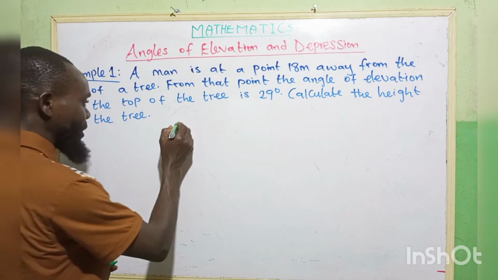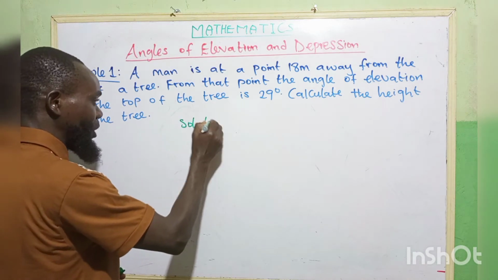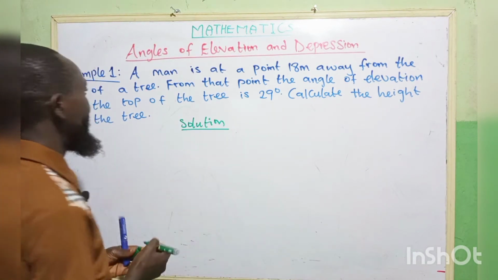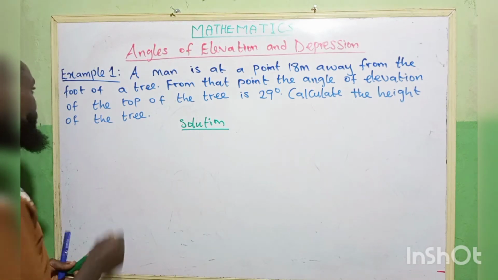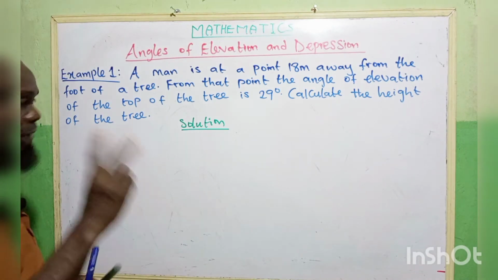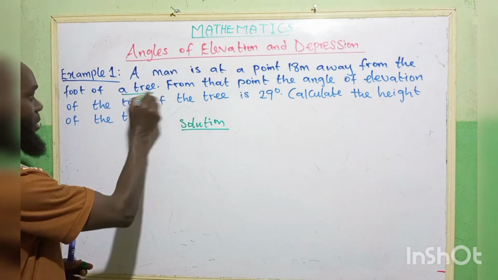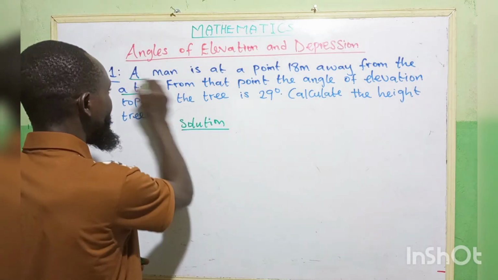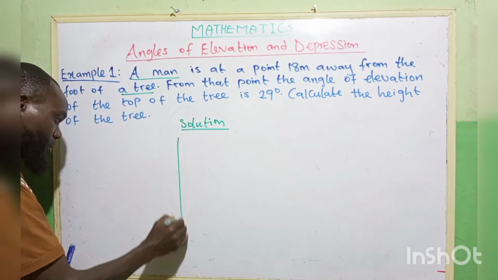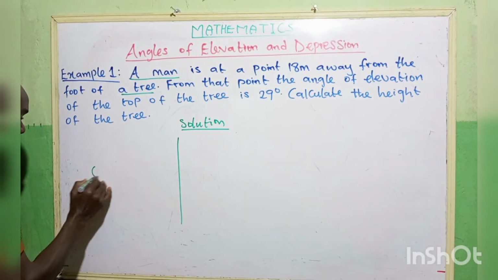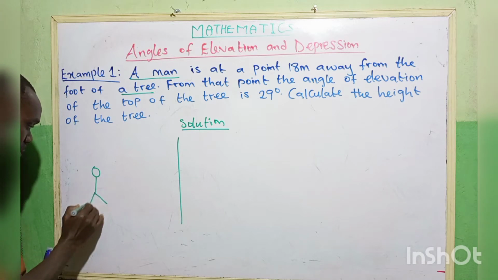Now, let us interpret this question. A man is at a point 18 meters away from the foot of a tree. We have two objects here. We have a tree and we have a man. Let us assume we have a tree this way, and let's assume we have a man standing this way.